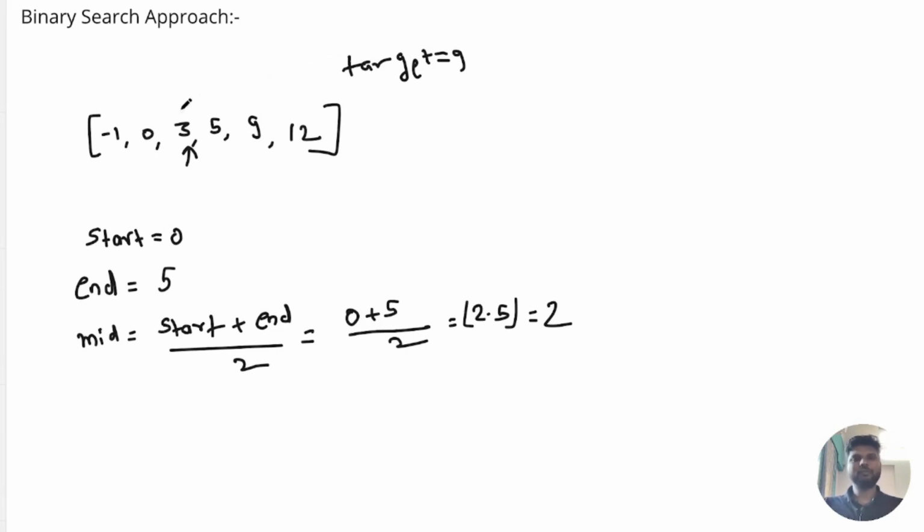Now as we know, the array is sorted. In which part of the array do you think 9 will exist? 9 will exist after 3 only, right? It won't exist before 3 because the array is sorted.